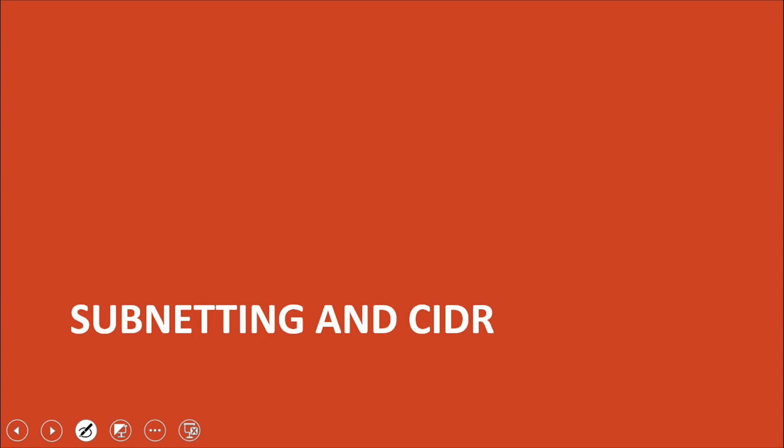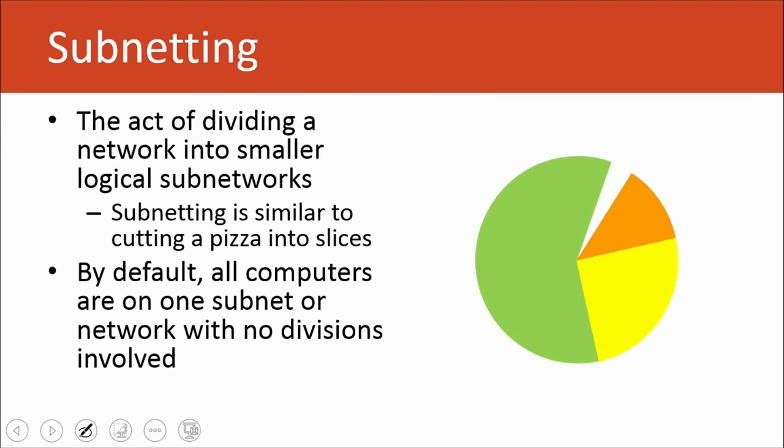All right, so lastly in our voyage through IPv4, we're going to talk about subnetting and CIDR. Subnetting is simply the act of dividing a network into smaller subnetworks. It's similar to taking a big old pizza and cutting it into slices, and the size of those slices differs based on the objective, right? You can make bigger or smaller slices. By default, all computers are like one big pizza. They're just one subnet or network with no divisions involved. So we have to make sure that we subnet them. That's where the term subnet comes from, by the way, in order to make sure that we efficiently use our IPv4 addresses.